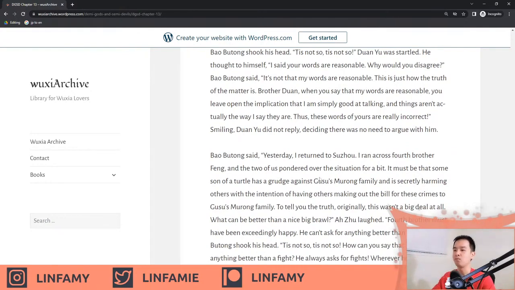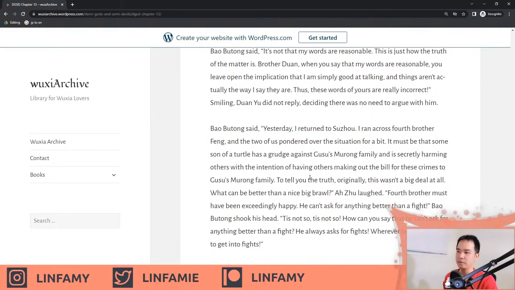Bao Butong said, "Yesterday, I returned to Suzhou. I ran across fourth brother Feng, and the two of us pondered over the situation for a bit. It must be that some son of a turtle has a grudge against the Gusu's Murong family and is secretly harming others with the intention of having the blame for these crimes placed on Gusu's Murong family. To tell you the truth, originally this wasn't a big deal at all. What can be better than a nice big brawl?"